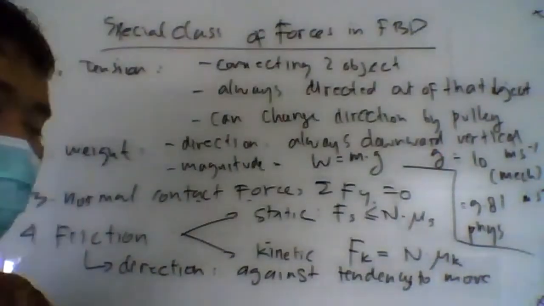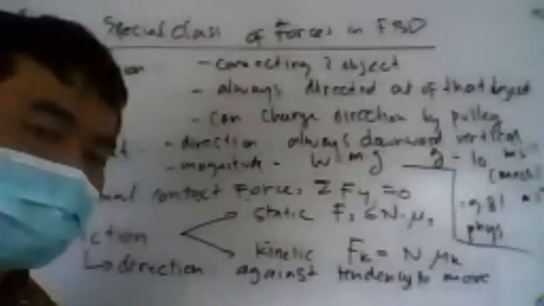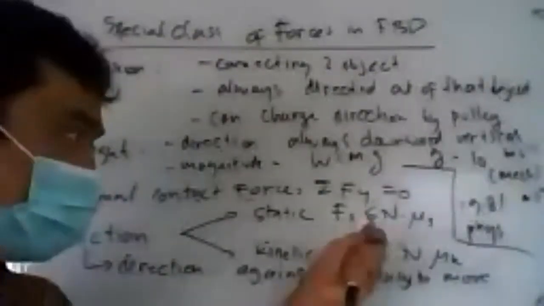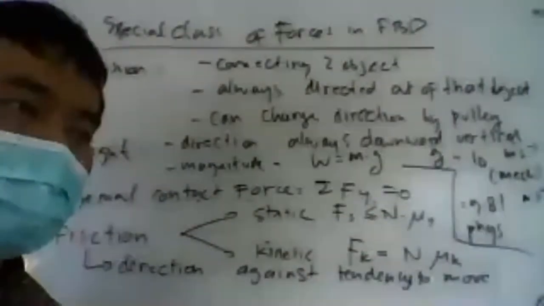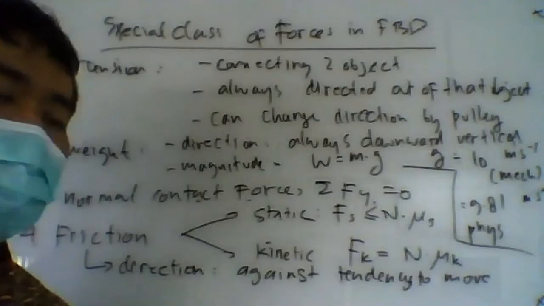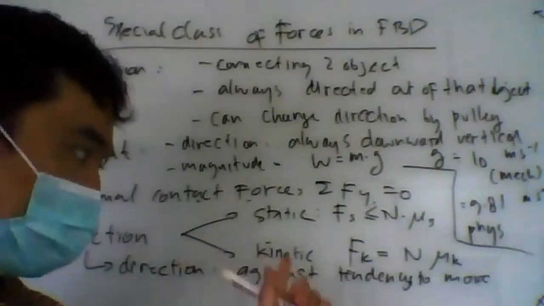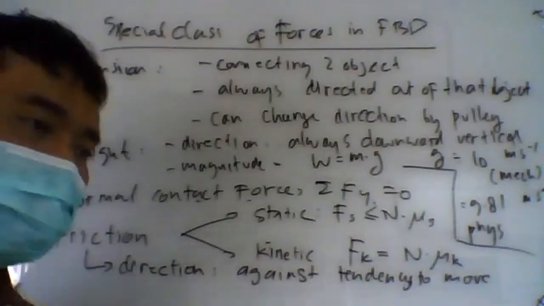Of course, if it's moving, it's clear. But sometimes, if an object is not moving yet, with static friction, we want to find out the direction of the friction. Then we need to calculate where the object is going to move without the friction. Then the friction will be against that.